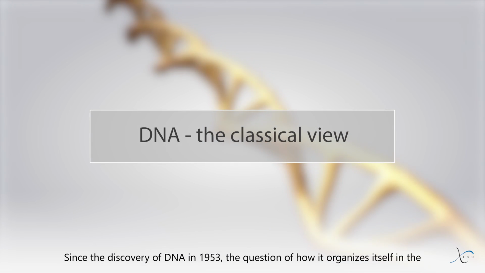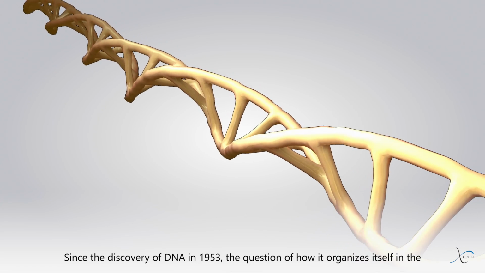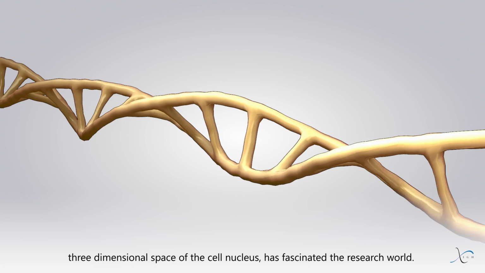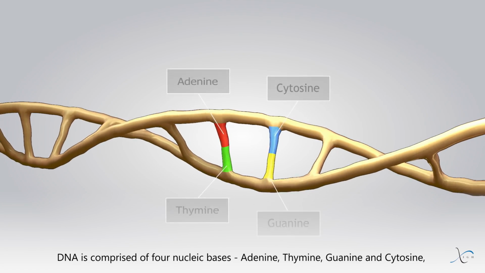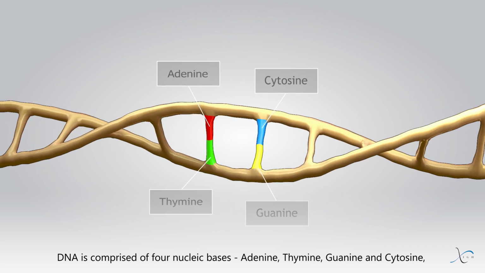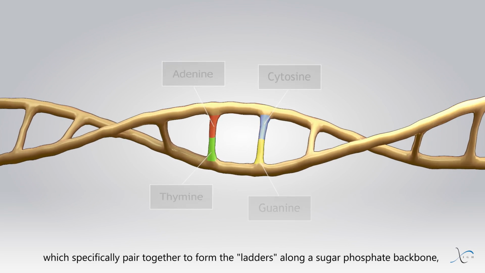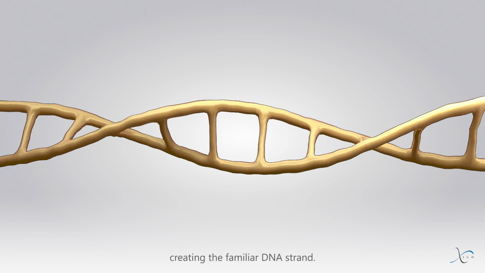Since the discovery of DNA in 1953, the question of how it organizes itself in the three-dimensional space of the cell nucleus has fascinated the research world. DNA is comprised of 4 nucleic bases: adenine, thymine, guanine, and cytosine, which specifically pair together to form the ladders along a sugar phosphate backbone, creating the familiar DNA strand.